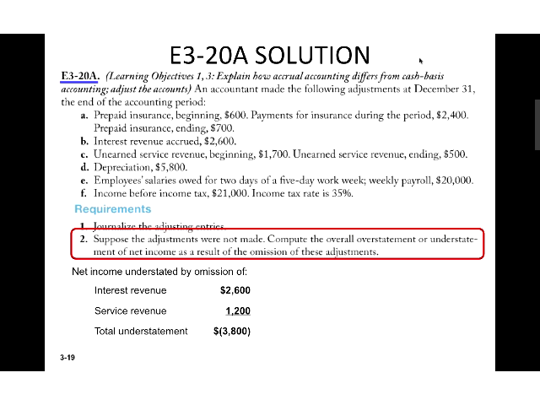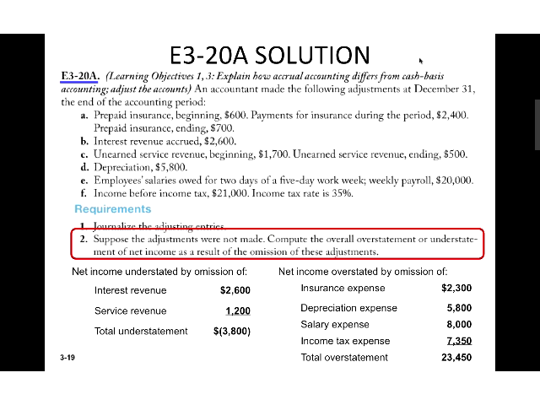But we're not done yet. Those were 2 of the entries. The other 4 dealt with expenses that we wouldn't have recognized. So net income would also have been overstated if we hadn't included insurance expense, depreciation expense, salary expense, and income tax expense, or a total of $23,450. I'm going to pause for a minute while you read that or write that down.